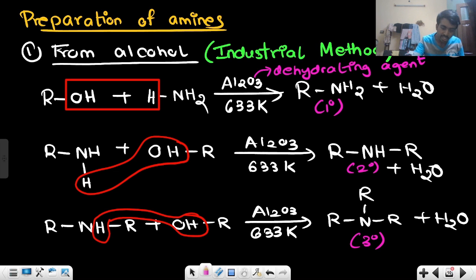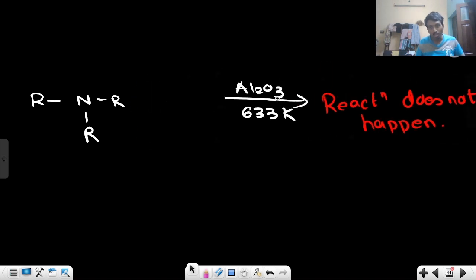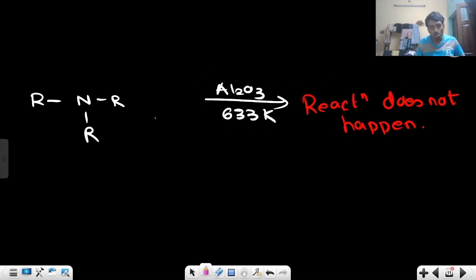Done. Next, if there is a 3 degree amine and you try to further react it with alcohol in the presence of Al2O3, the reaction will not happen because there is no hydrogen present. If you react this with ROH, you will not get any product, because there is no hydrogen and so water cannot be eliminated. Clear? This is the thing you need to remember from here. Done. I hope this is clear.